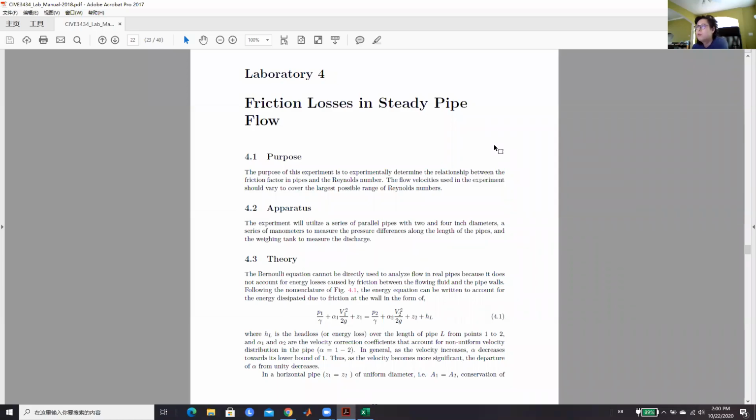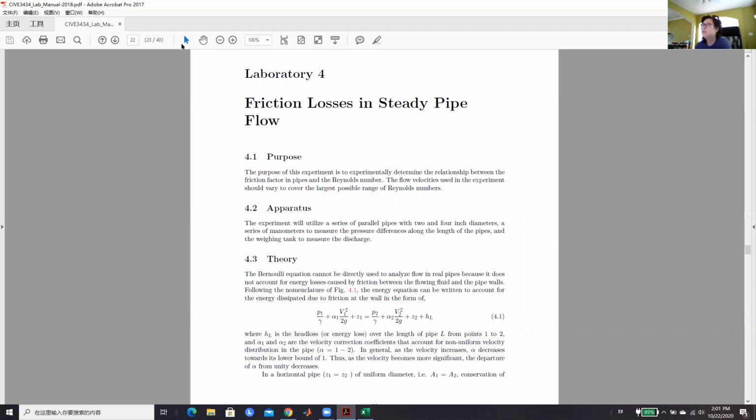Okay, today is lab 4, friction loss in steady pipe flow. Today we don't have any lab part of the video because the procedure is almost the same. The only difference is we're using the two pipes from the bottom. If you check the video from last time, you will see the two cast iron pipes on the bottom. It's just a simple pipe with no contraction, expansion, or restriction in the middle of the pipe.